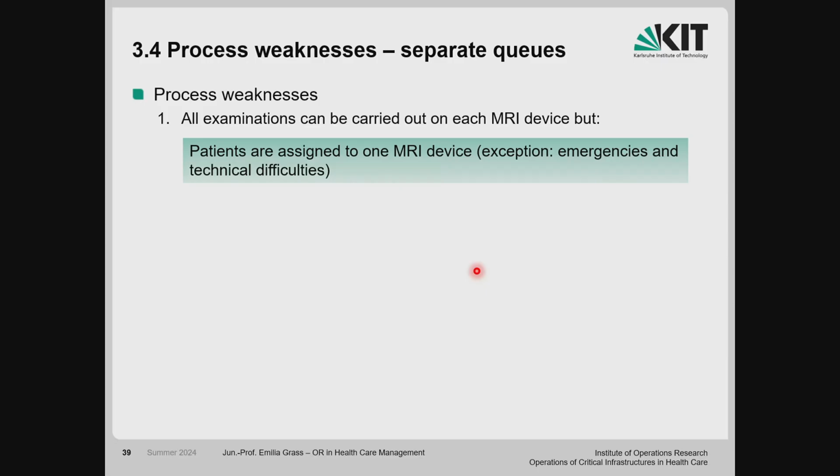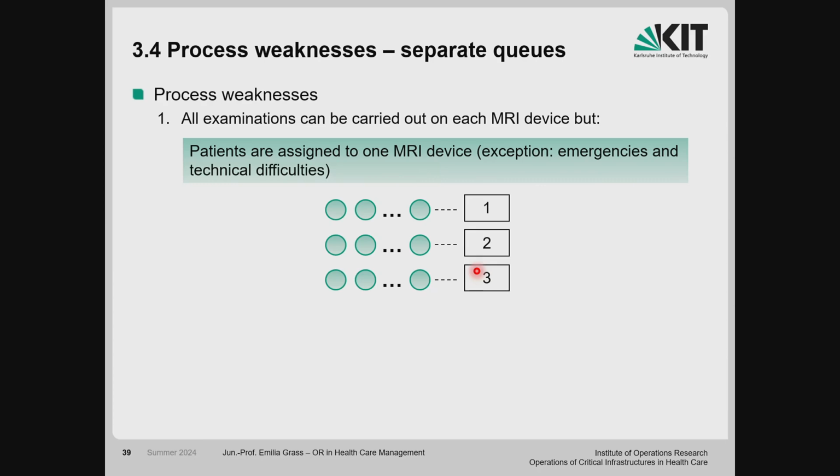And the problem also is that all examinations could be carried out on each MRI scan, but what they are doing is that if the patient is calling, they assign the patient to a particular MRI scan, except if it's some kind of emergency, obviously. So we have a queue for MRI 1, a queue for MRI 2, and this is the third MRI scan they wanted to include in their ward.